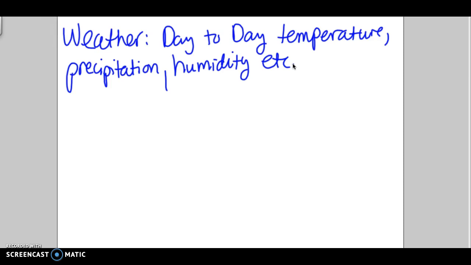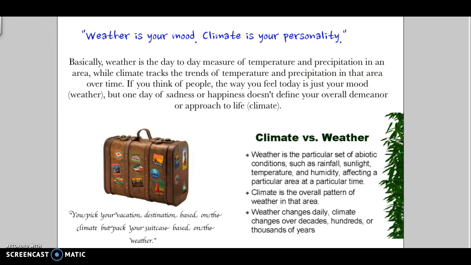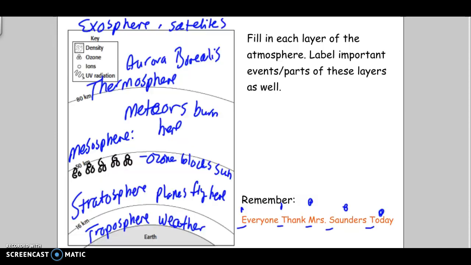However, there's a little bit of a difference between weather, and I'll do climate in a little bit different color here to help you out. Climate. Climate, as you can see here, is the trends of temperatures and precipitation over time. And that time can be years, decades, thousands of years.